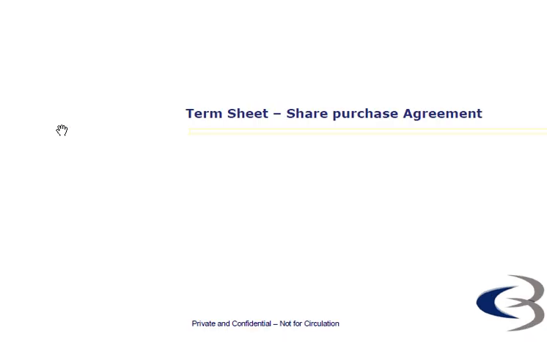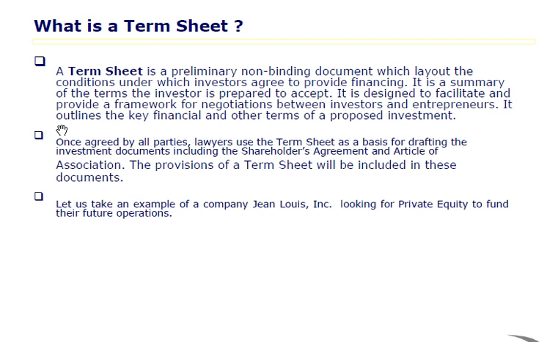So this is one. And the term sheet is a share purchase agreement. So how to define that? A term sheet is a primarily non-binding document that lays out conditions under which investors agree to provide financing. It's a summary of the terms the investor is prepared to accept, designed to facilitate and provide a framework for the negotiations between the investors and the entrepreneurs. It outlines the key financials and other terms of the proposed investment, and once agreed by all parties, lawyers use the term sheet as a basis for drafting the investment documents, including the shareholders agreement and the articles of association. So the provisions of the term sheet will be included in these documents.